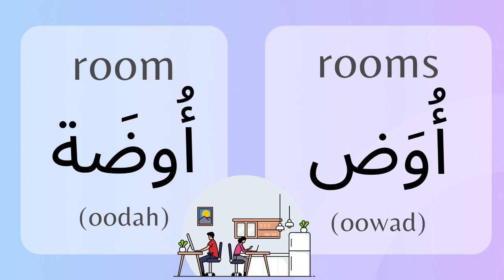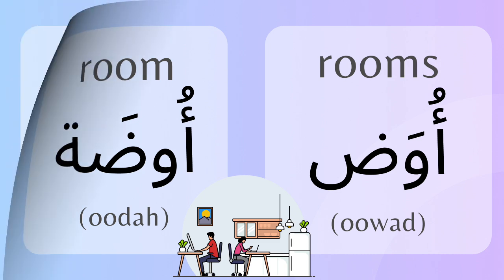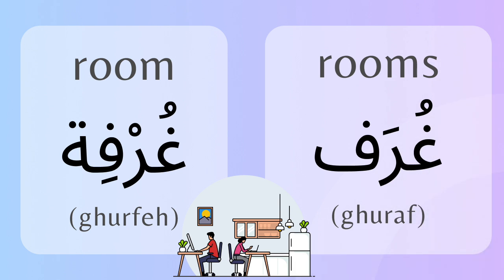Next up, let's talk about some different rooms in the house. Let's first start off with just how to say plain and simply room. أوضة. The plural form is rooms. أوض. Another very common way to say room is غرفة. The plural form is rooms. غرف.